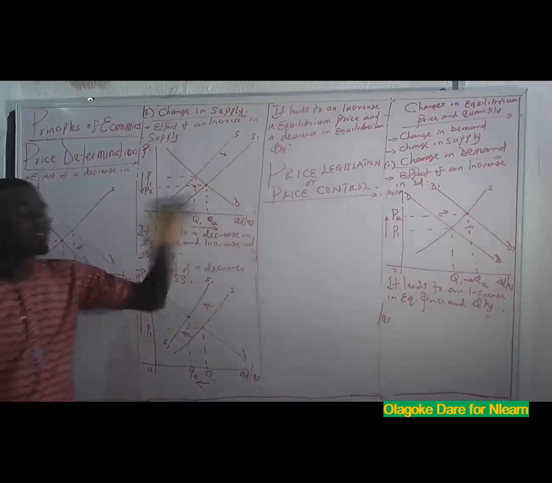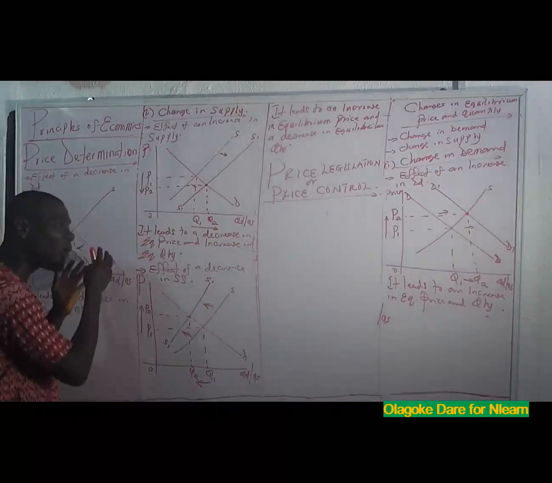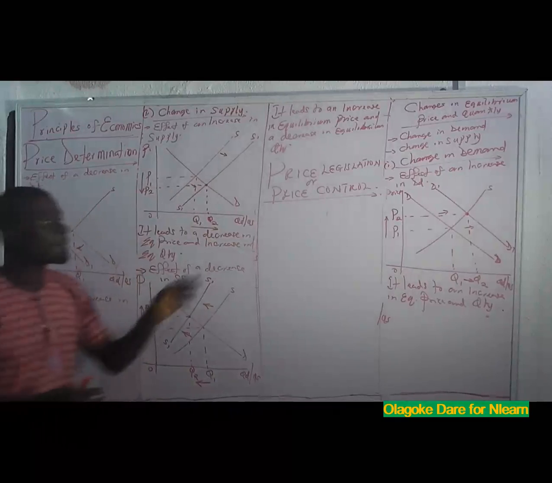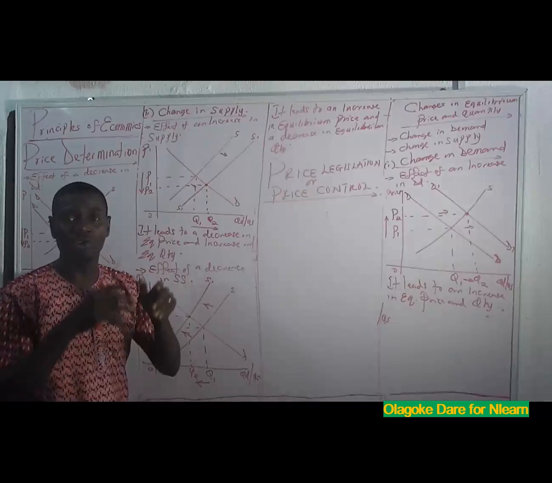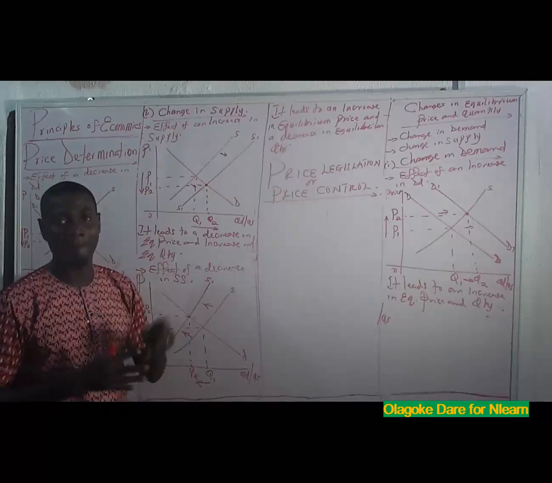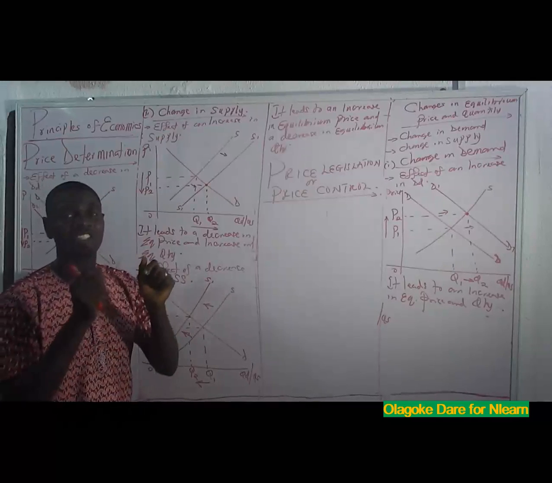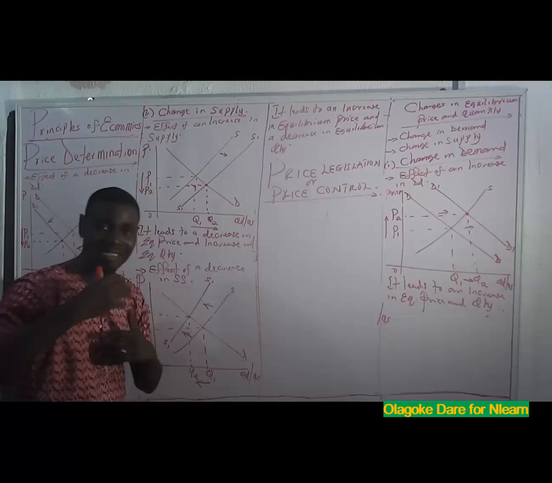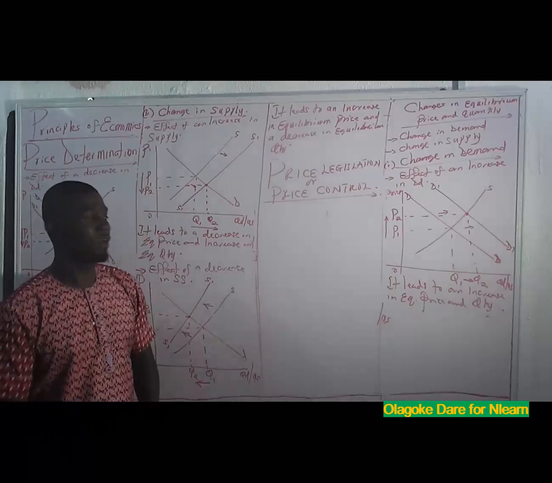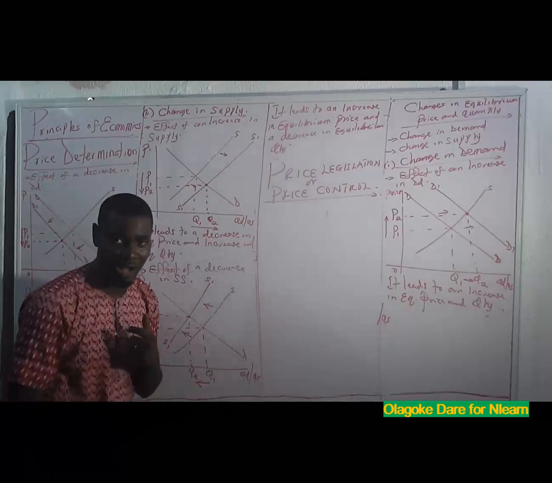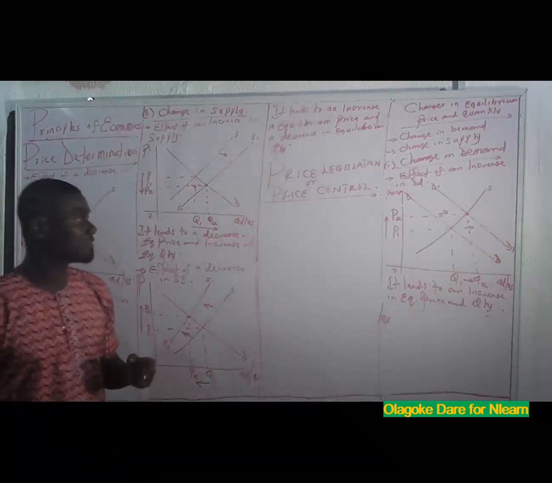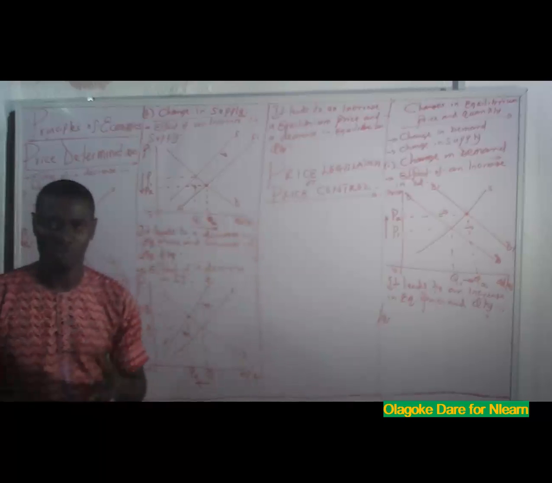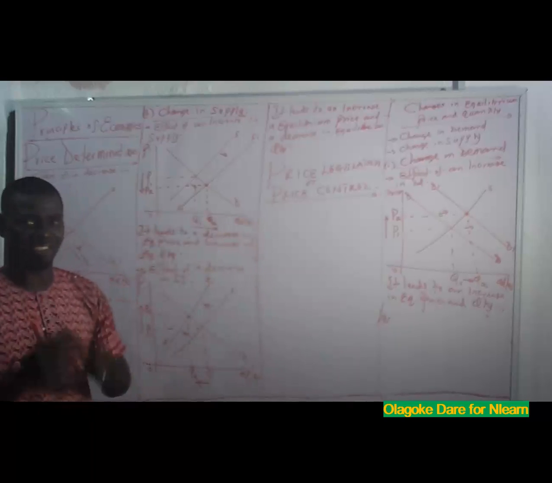Now, once we have price control, because it involves the principle. Price control is the act of fixing price on goods and services by the government to achieve some stated objectives. So, the act of fixing price on goods and services by the government to achieve some stated objective is what we call price control, or what we call price legislation.